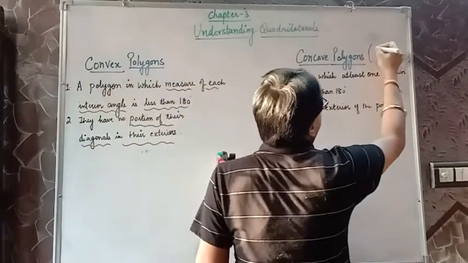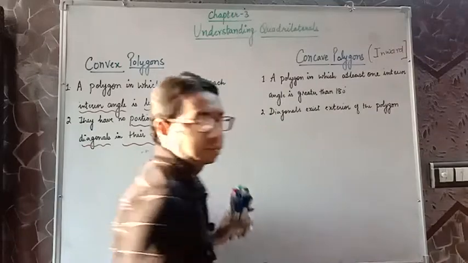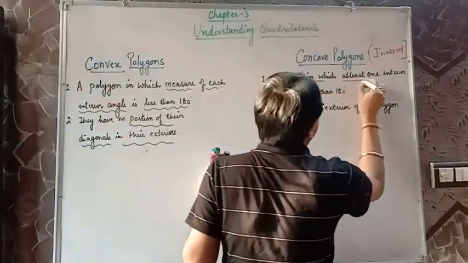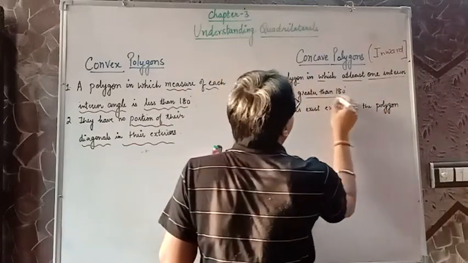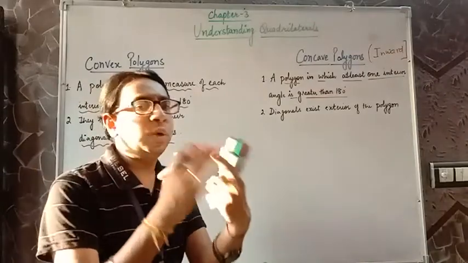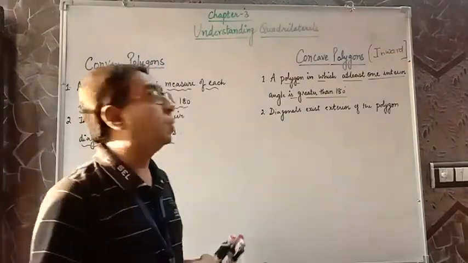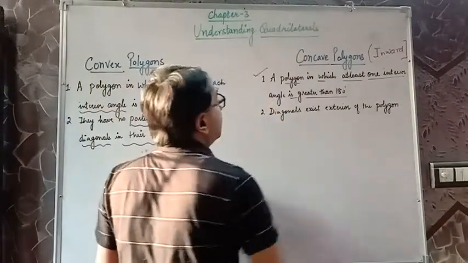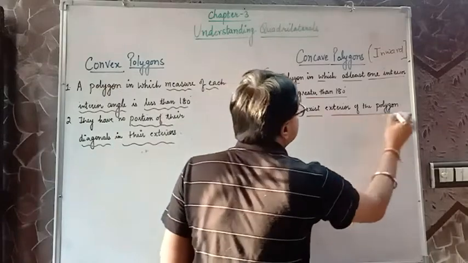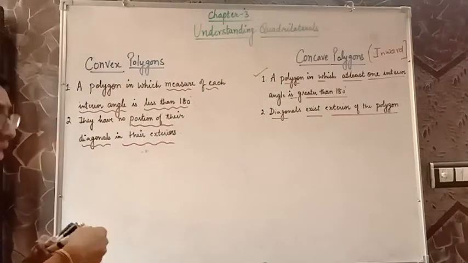Next, come to concave. Concave means inward. Do remember, I'm writing the word inward. Concave: a polygon in which at least one of the interior angles is greater than 180. It can be two, it can be three, but at least one angle must be greater than 180, then that polygon is known as concave. Definitely, a diagonal exists exterior to the polygon. Now let's see examples with the help of some figures.